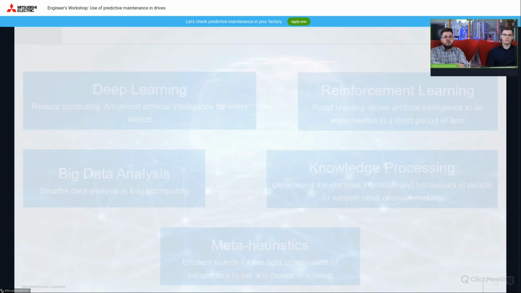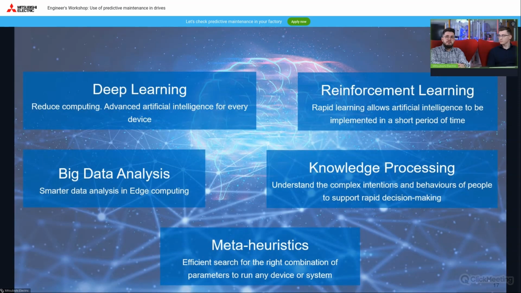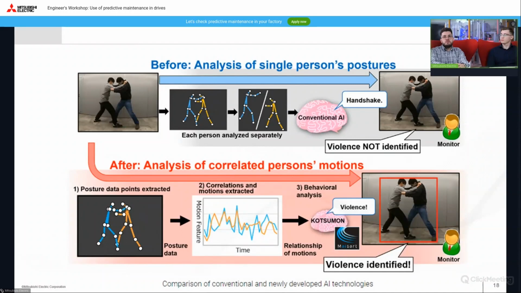And based on deep learning and data analysis, accelerated learning, process knowledge, and heuristics, which we can use for various interesting purposes, which ones? Here are some examples. First one, I would like to show you quite an interesting example, a solution to detect the use of violence through advanced analysis of posture data. The data is extracted from the monitoring. Effectiveness around 90%.